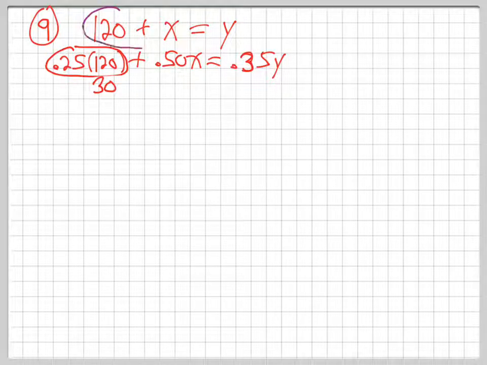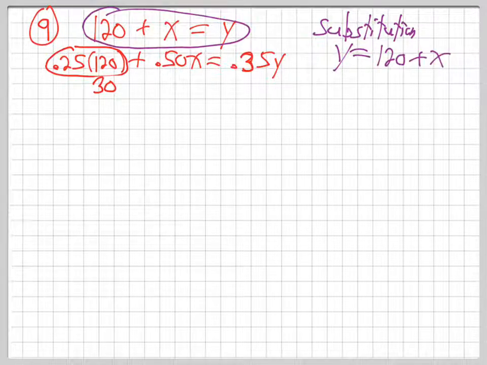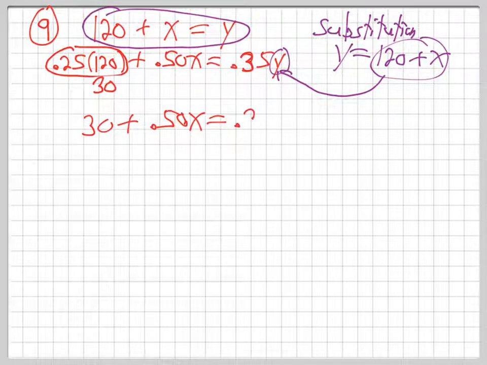Notice this top one up here. I'm going to do substitution, because y equals 120 plus x. That came out of the first equation. Plug that in for y there to the second equation. And what are you going to get? 30 plus 0.50x equals 0.35 times y. What's y? 120 plus x.